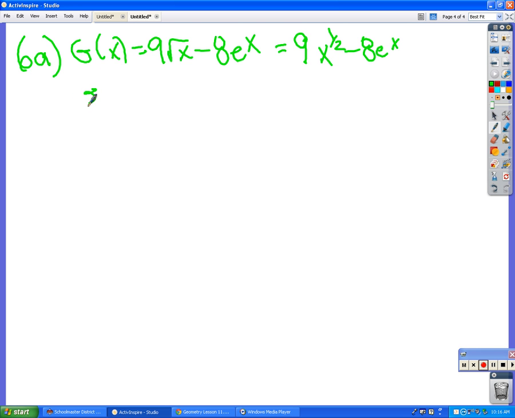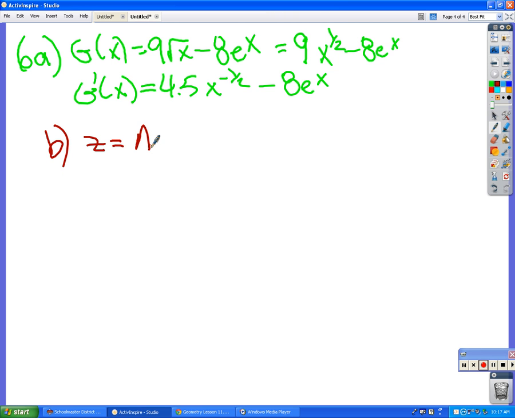All right, so if I want to take the derivative of that, it is going to be 4.5x to the negative 1/2 minus 8 e to the x. Okay, not bad. That's a. How about b? Make it a y to the negative 7. Okay, so we'll make it a y to the negative 7 plus b e to the 8.